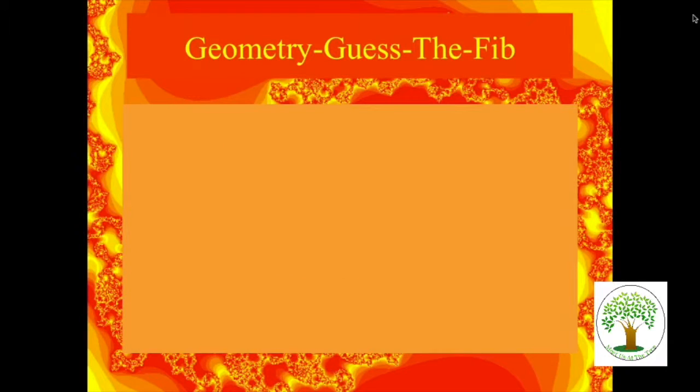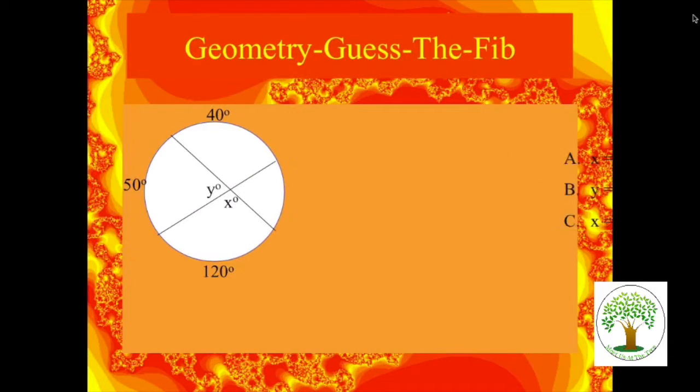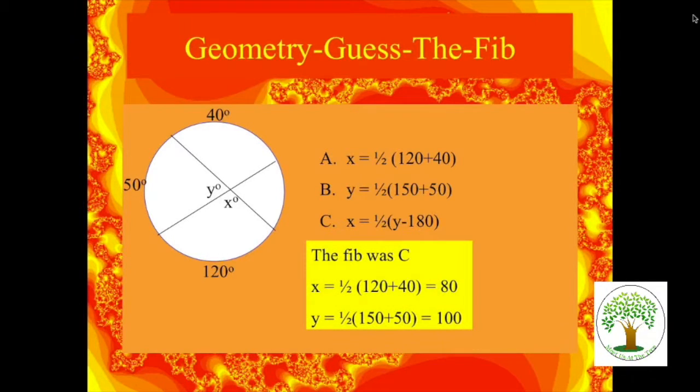All right, it's time for you to find your geometry guess-the-fib. Here is your diagram. I want you to decide if A, B, or C is the fib, meaning the one that is incorrect. Okay, so how many think it's A that's the fib? How many think it's B that's the fib? That leaves C that's the fib, right? Because that's what everybody guessed. Okay, so you think C is the fib. You are correct. C was the fib.